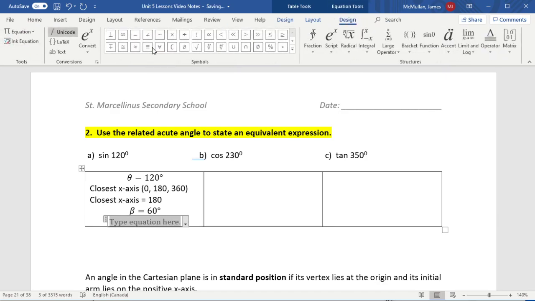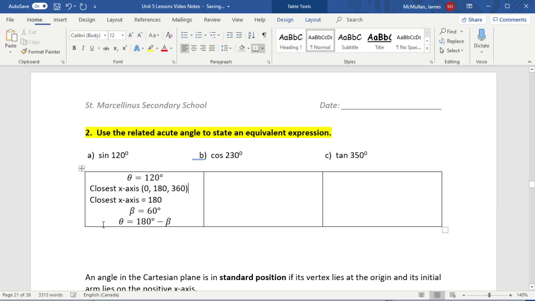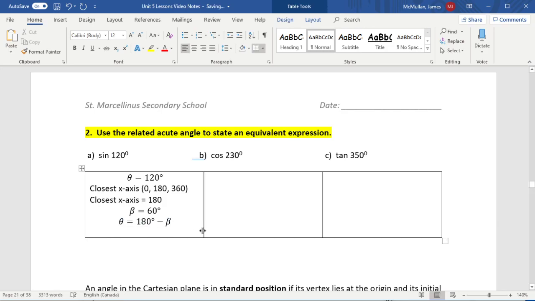And in the bracket here, let's write where we came up with this. Theta equals 180 minus beta. That's what the relationship is here, right? You're in quadrant 2, and theta and beta are related according to this equation. Okay? Now finally, why would I do this?